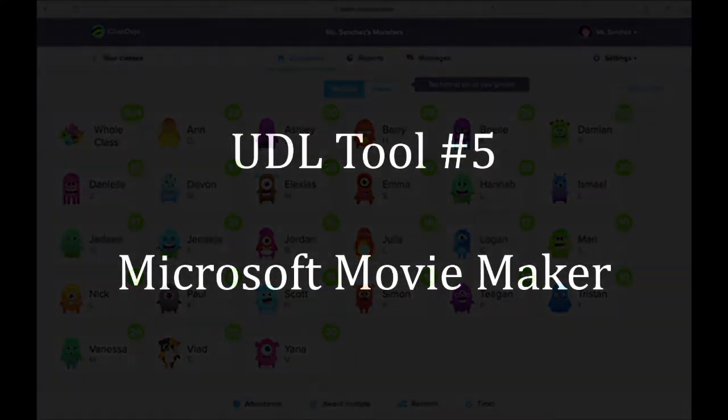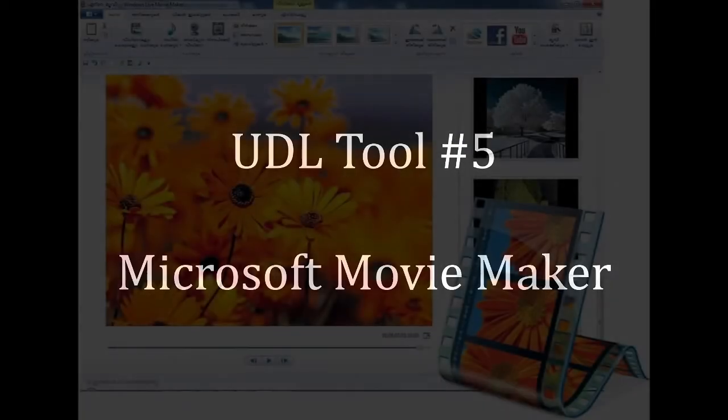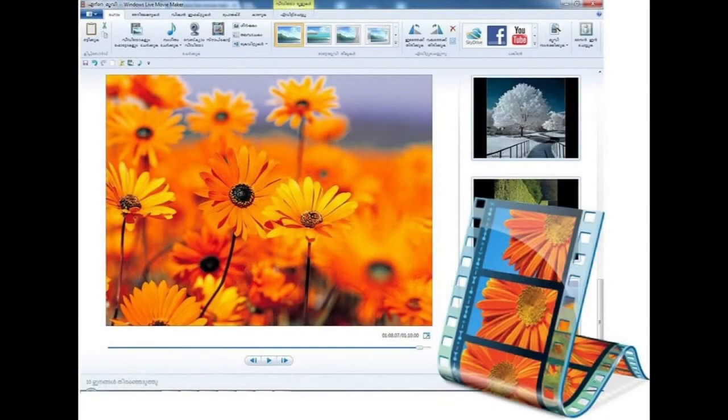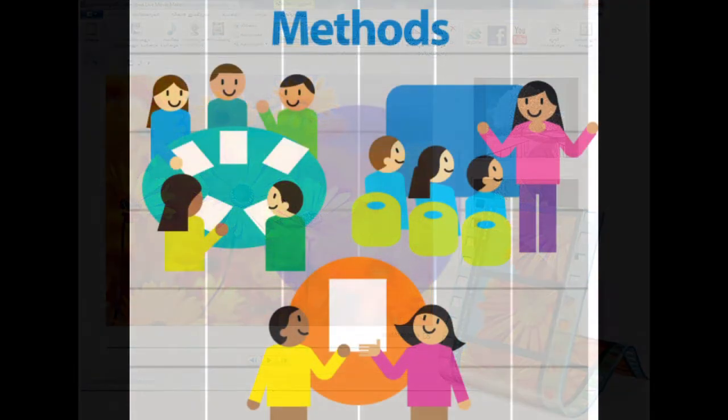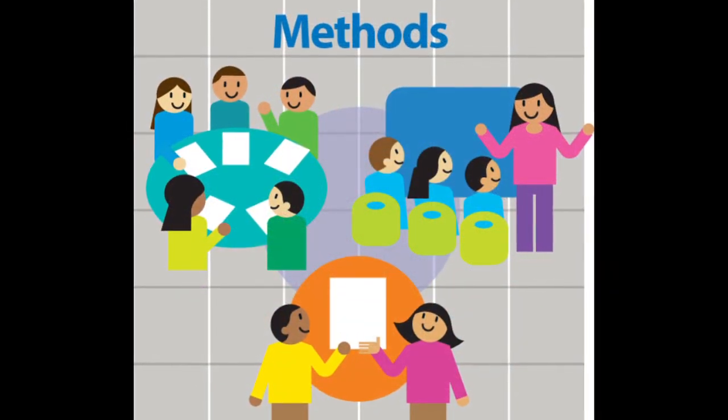Tool number 5, Microsoft Movie Maker. Microsoft Movie Maker, also known as Windows Movie Maker, is a video editing software that comes free with Microsoft Windows. It can be used to create high-quality full-motion videos, professional slideshows complete with narration, and supports a host of third-party file types through which maximum flexibility in how one builds a presentation is available. Microsoft Movie Maker can be a powerful tool in UDL-inspired classrooms.